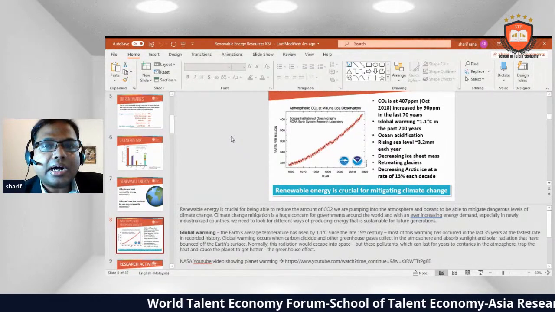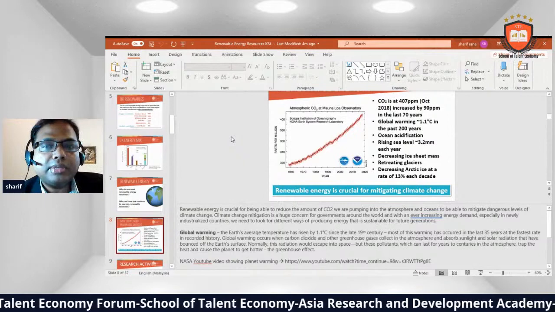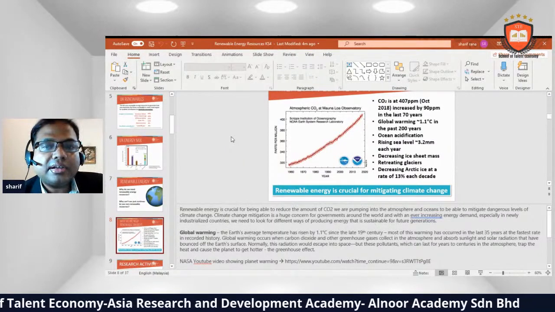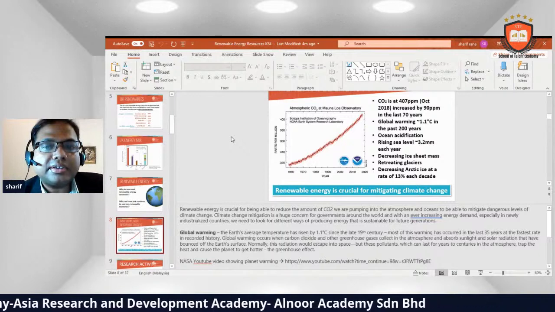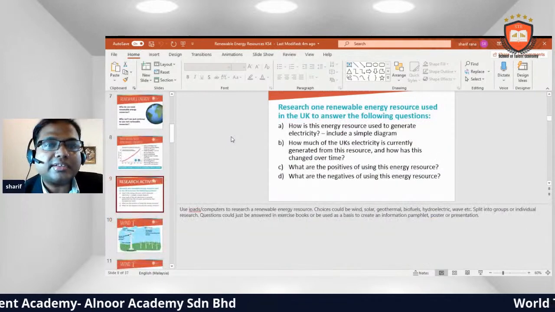Ocean acidification, rising sea level of 3.2 millimeters each year, decreased ice sheet mass, retreating glaciers, and decreasing Arctic ice at a rate of 13% each decade.